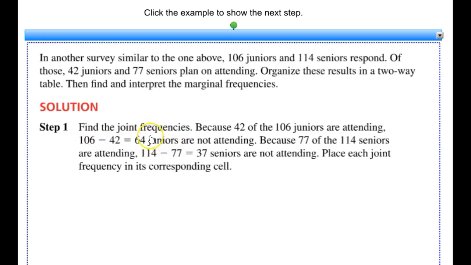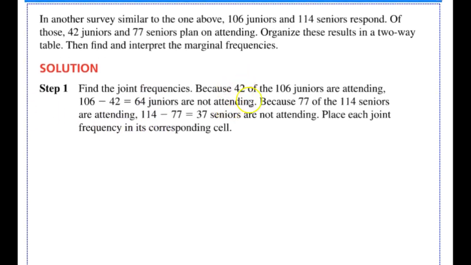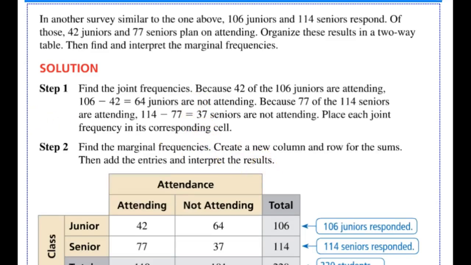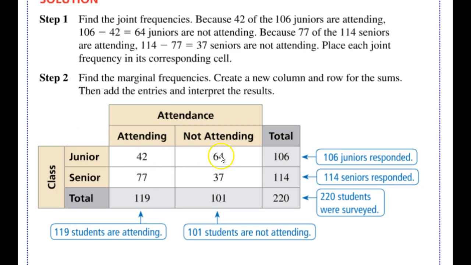So the first thing I have to do is find each joint frequency. And remember, the joint frequency is each individual cell that's going to go into my two-way table. So I know that 42 of the 106 juniors are attending. I have to figure out how many juniors are not attending, so I subtract. And I do the same thing with seniors. I know 77 are attending, so I subtract that from my 114, and I find out that 37 are not attending. So now I can put each of those into its appropriate cell, right? Juniors that are attending, juniors that are not attending.